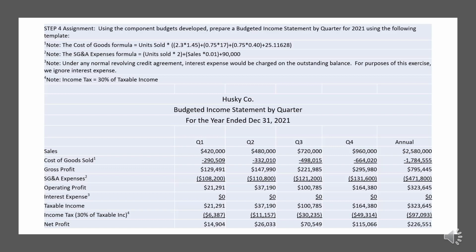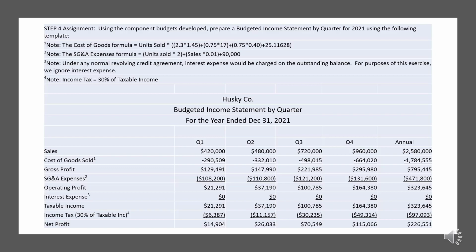How do we get that? The units sold, which is 7,000 units in the first quarter, times $2, plus the sales times 1%, plus 90,000 in fixed SG&A expenses, and that's where we get the 108,200. The interest expense in this case is zero. We have designed this to where we're not going to worry about interest on any loans.